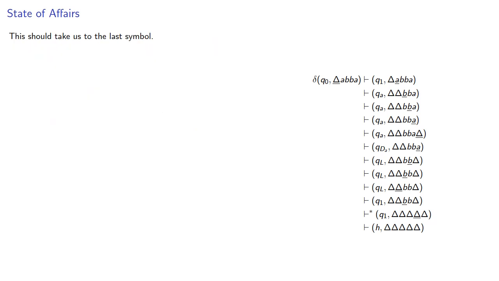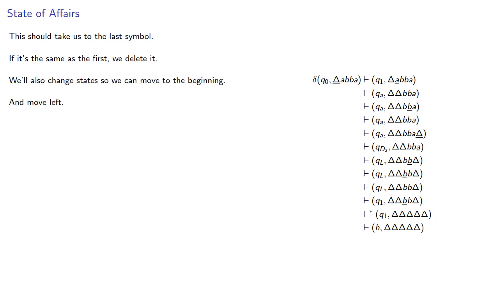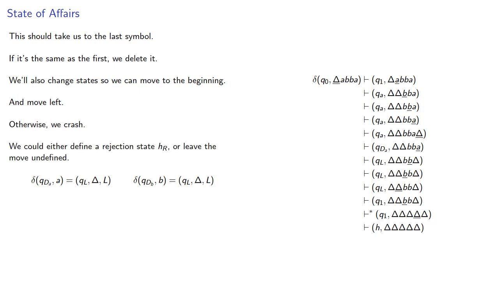This should take us to the last symbol. So if it's the same as the first, we delete it. We'll also change state so we can move to the beginning and move left. So if we're in state QDA and we read an A, then the first and last symbols are the same. So we'll switch to state QL so we start to move left. We print a blank, deleting the current symbol, and move left. And likewise if we're in state QDB and read a B. Otherwise, we crash. And we can either define a rejection state HR, or we can leave the move undefined. We'll leave it undefined.